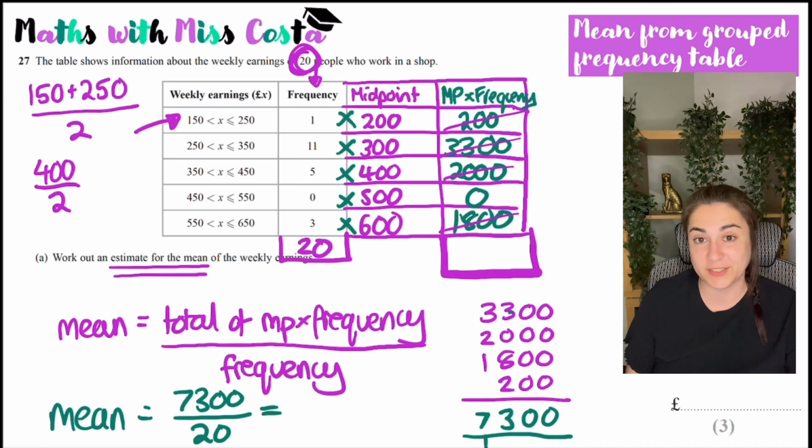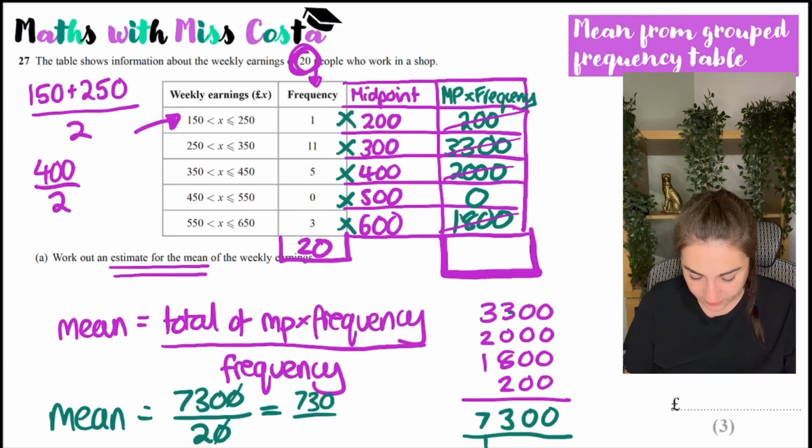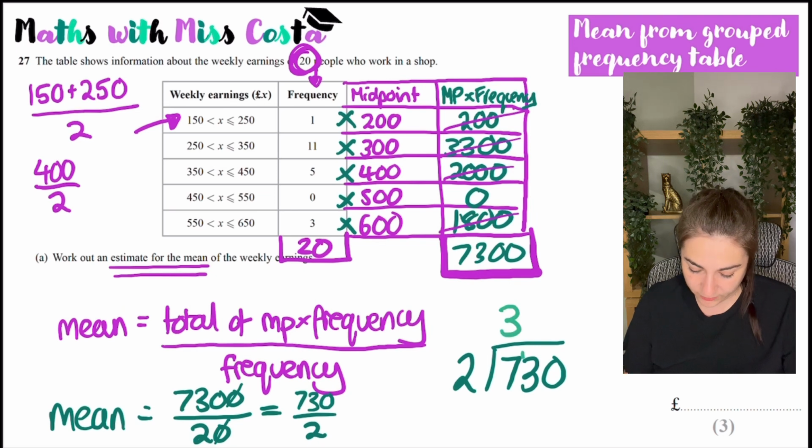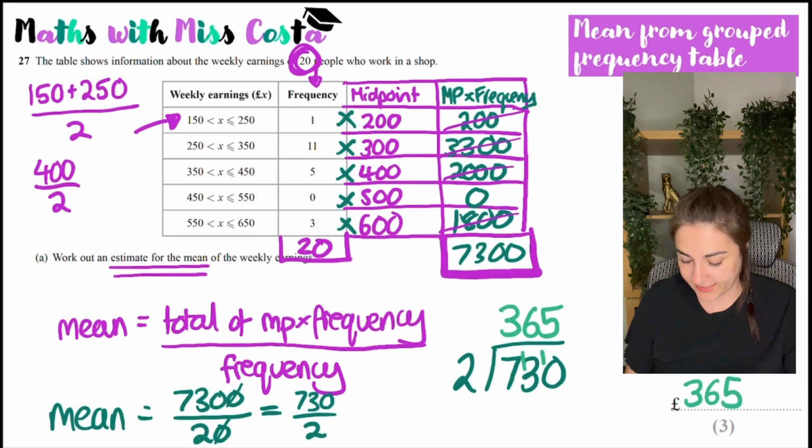So what I can do now is just simplify my fraction. So if I divide by 10, that would be 730 divided by 2. And because I've simplified it to a nice little fraction now, what I can do is just use the bus stop method to help me out. So 730, that total was here, divided by 2. 2's into 7 go 3 times, remainder 1. 2's into 13 go 6 times, remainder 1. And 2's into 10 go 5. So an estimate for the mean of the weekly earnings is 365.